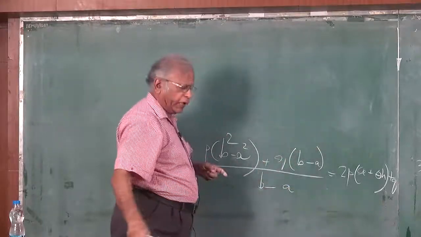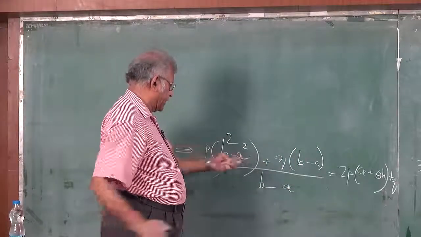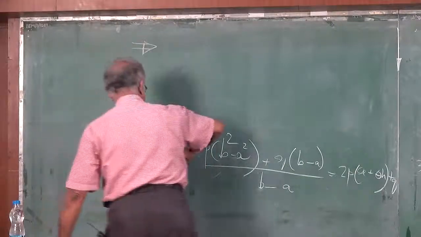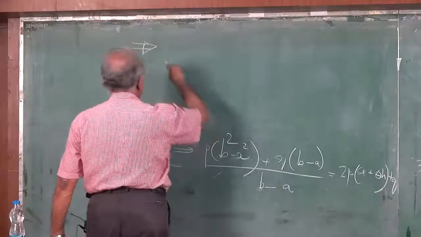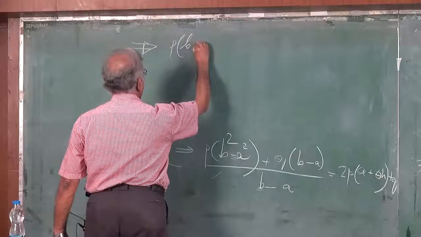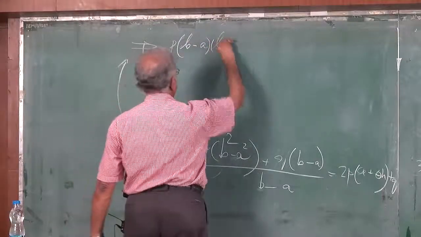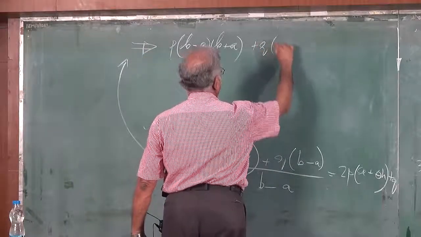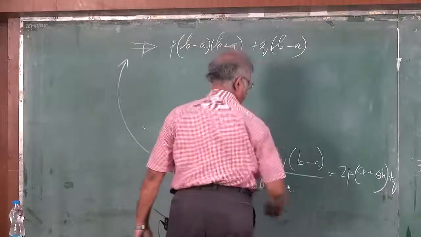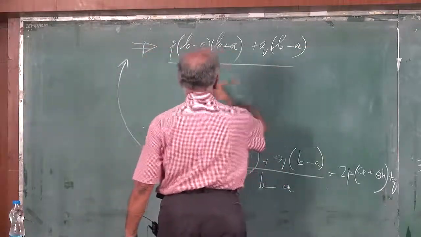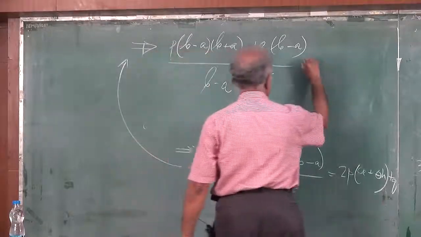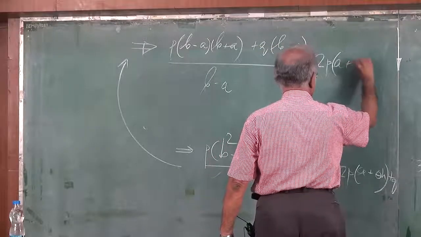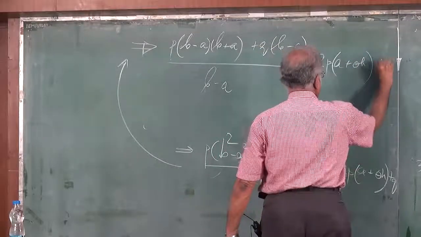We can see that the numerator has a factor of b minus a. We can write this out. In fact, this implies p into b minus a into b plus a plus q into b minus a over b minus a is 2p into a plus theta h plus q.